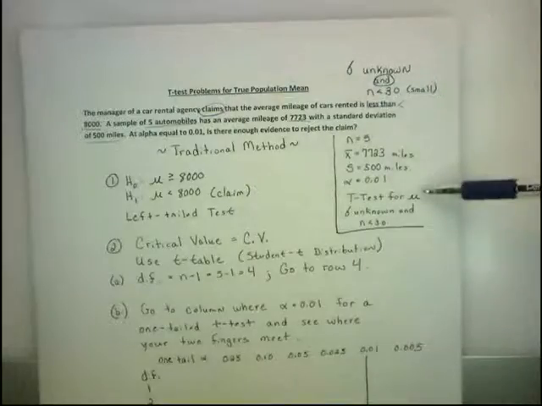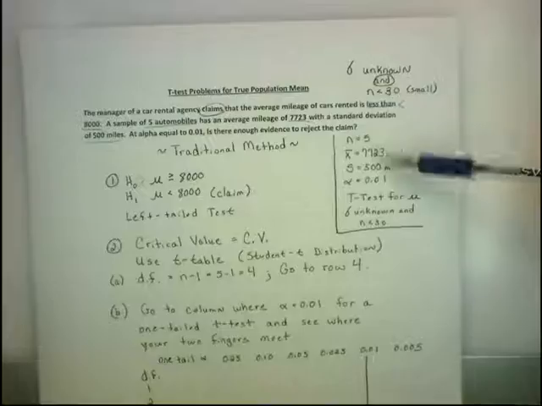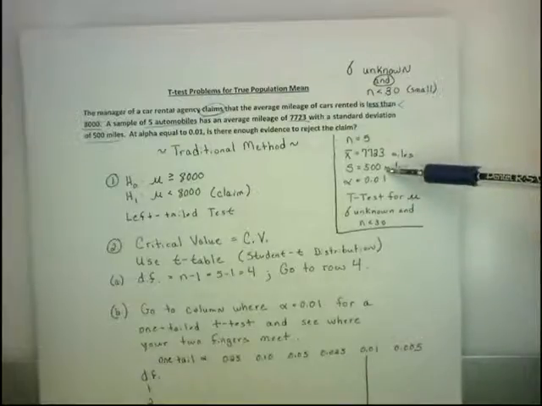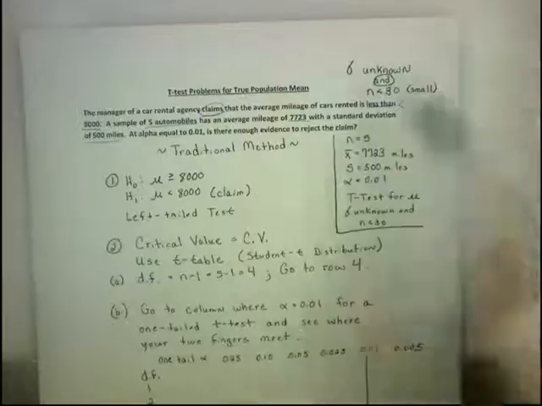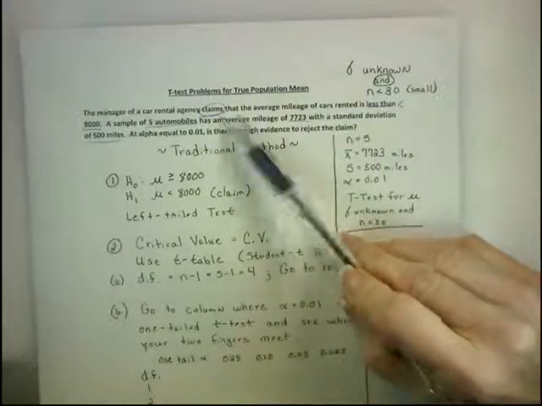This is a t-test because sigma is unknown. They do not give the population standard deviation. They give the sample standard deviation. And at the very same time, n is less than 30. Both conditions are satisfied.